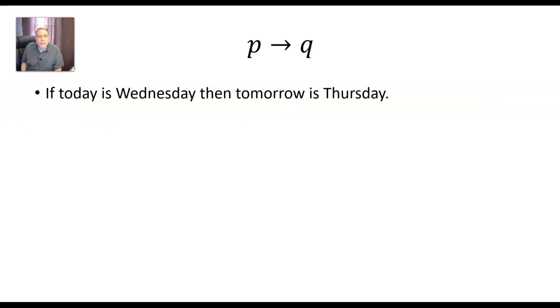Some more examples of conditional statements. If today is Wednesday, then tomorrow is Thursday. The antecedent, the thing that P stands for, would be today is Wednesday. And that might be true or it might be false, depending on when you're watching this. The consequent, the then part, the part that Q stands for, would be tomorrow is Thursday.